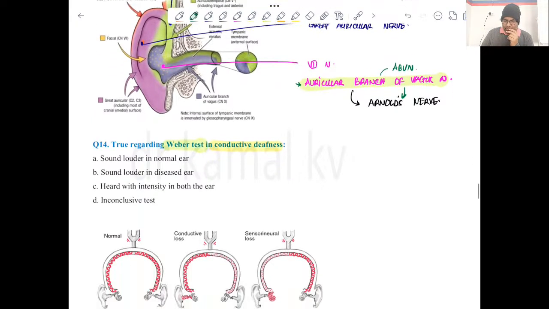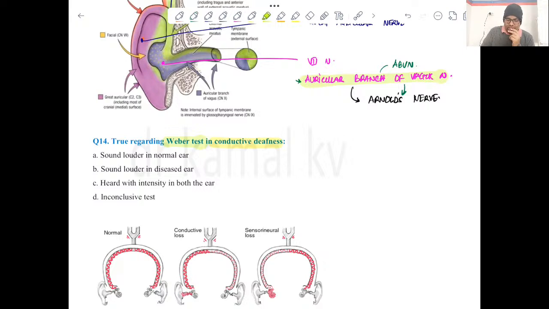Clear? So, normally there should be no lateralization. It means the sound should not be heard better in any ear. It should go equally in both the ears, right? So equally in both the ears, there is no lateralization. The patient will not say I am hearing better in the right or left.